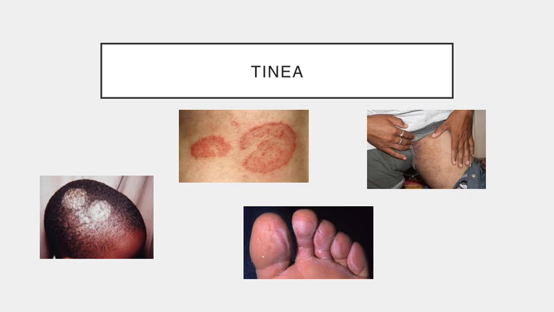With tinea capitis, you usually do see some hair loss, and that is a good sign that what's going on underneath is tinea. There can also be some hypopigmentation of the skin. Again, you're just looking for your well demarcated scaling.